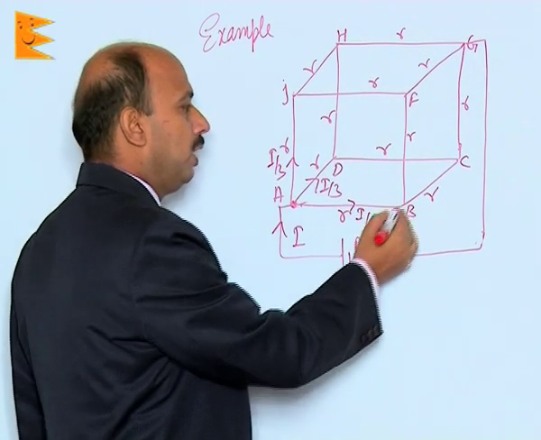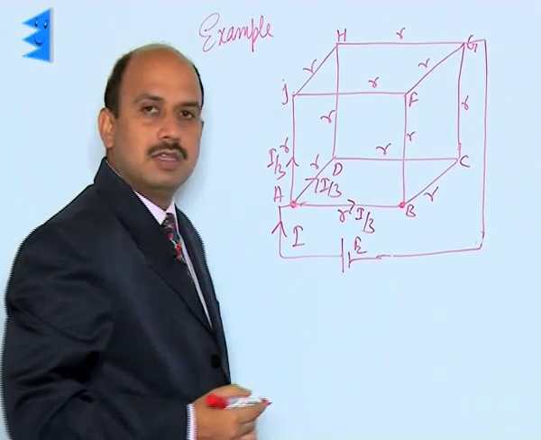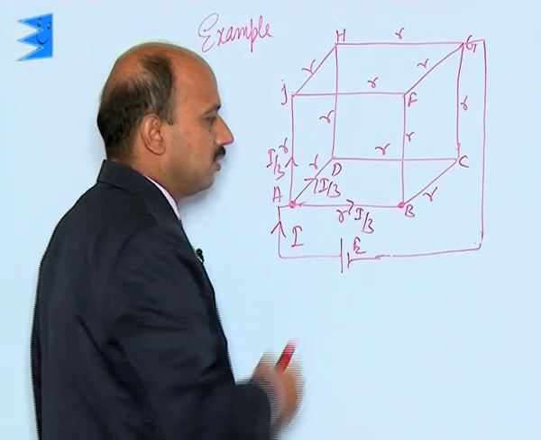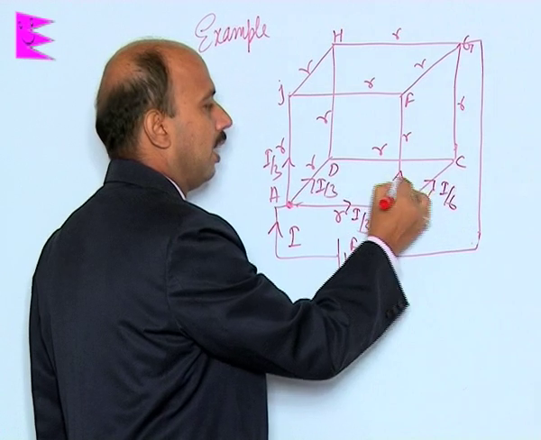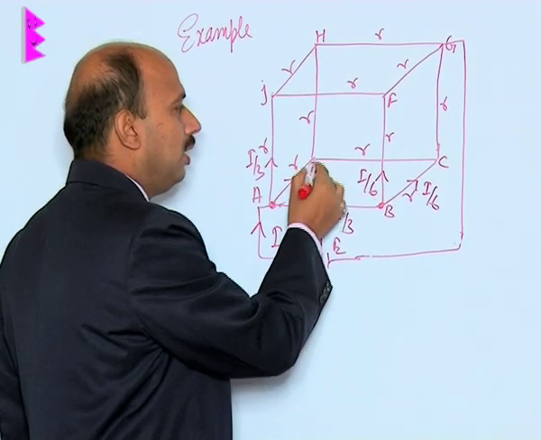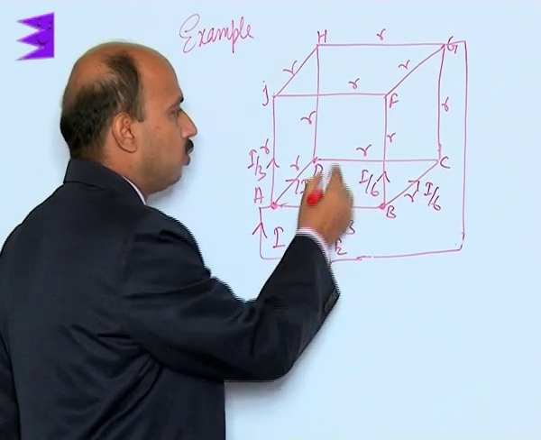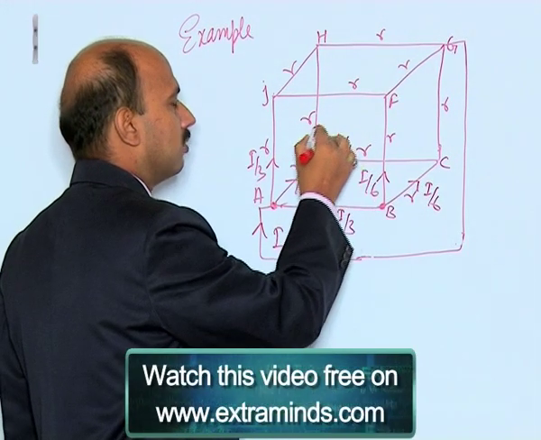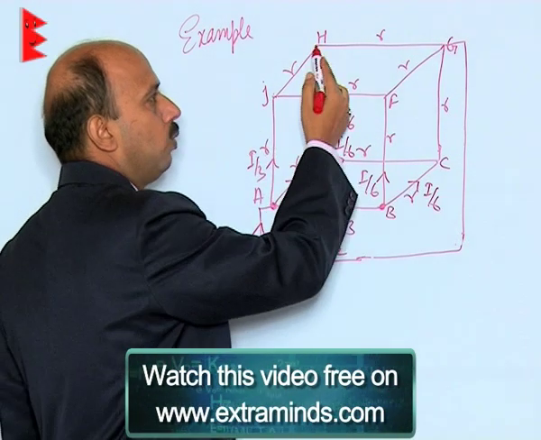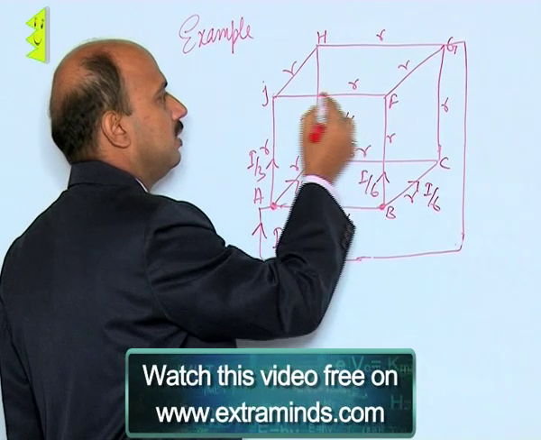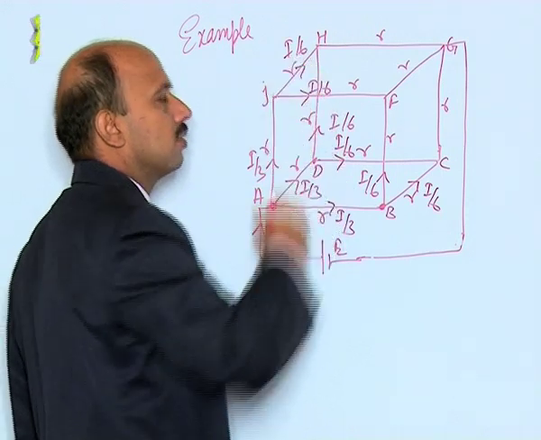Now if you come to the point B here, again there is a BCG and BFG, these two are equal paths. Current I upon 3 is coming here, so it is divided into two equal parts, that is I by 6 and I upon 6. Similarly at the D, there is a DCG and DHG, two equal paths, so we can take equal current I by 6 and I by 6. Similarly at the J, there are two equal paths JHG and JFG, so we can take two equal currents I by 6 and I by 6.